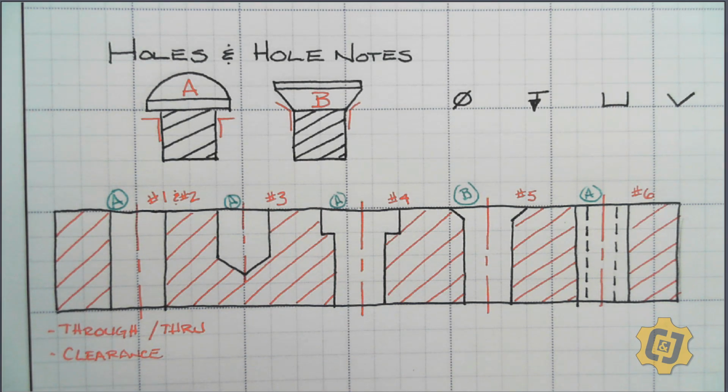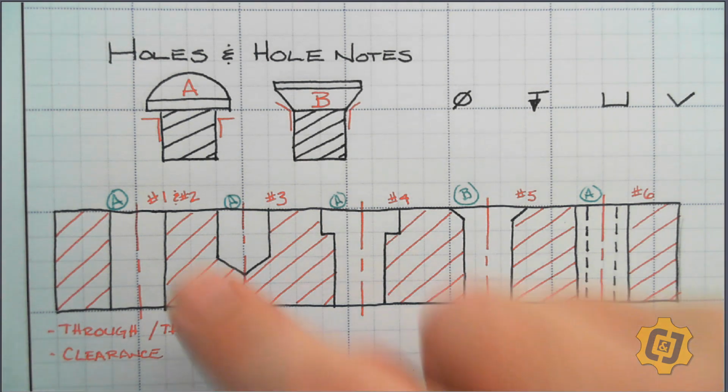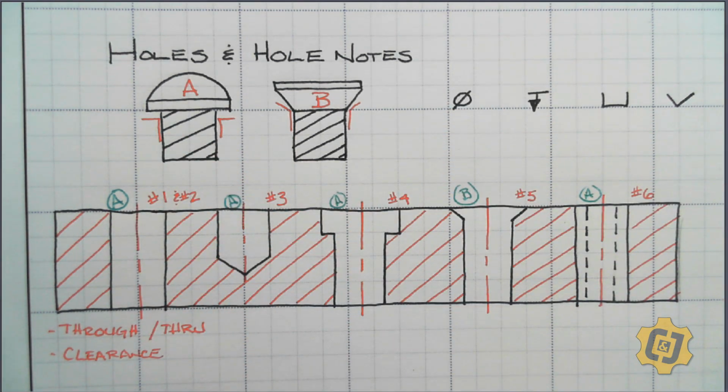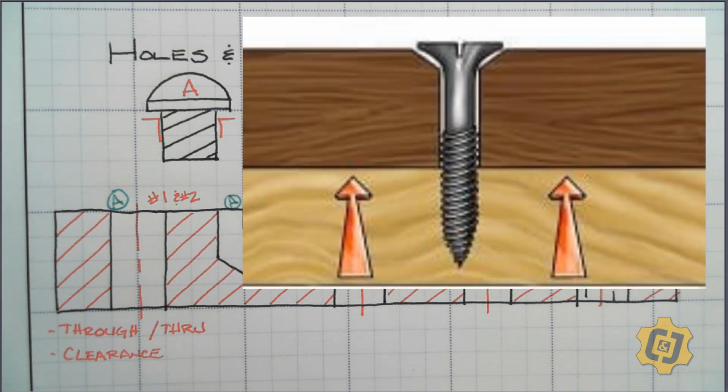So, how do I identify something as a thru or a clearance hole? A thru hole is something that goes all the way from the top through the bottom. Then what is a clearance hole? A clearance hole is a hole that has additional diameter added to it.